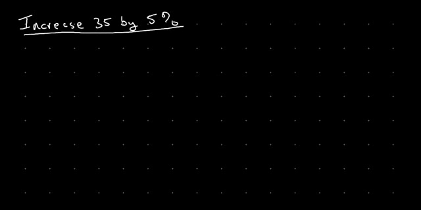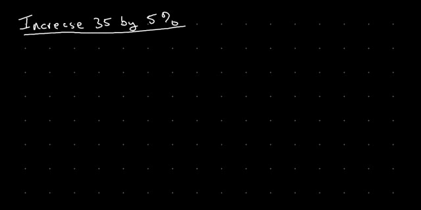Okay, so let's talk about how to increase some number by a certain percentage. Let's say we want to increase 35 by 5%. Okay? Increase 35 by 5%. So from our earlier videos, we know to find 5% of 35, we just multiply.